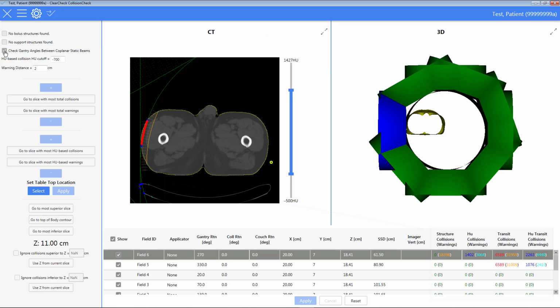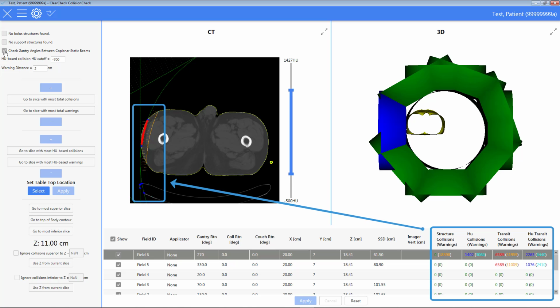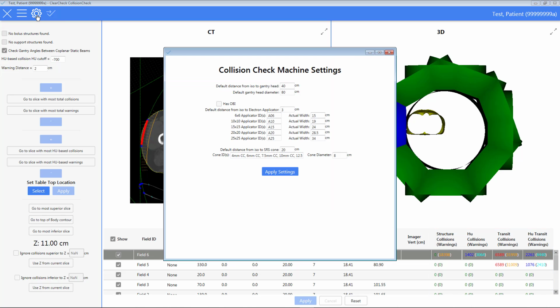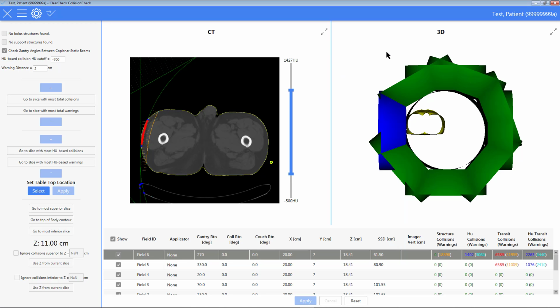Collisions and warnings are color-coded for easy identification, and machine configuration is set up in the administration application. Results can also be sent back and included in the plan report to communicate to therapists and other staff about any closed treatment angles.